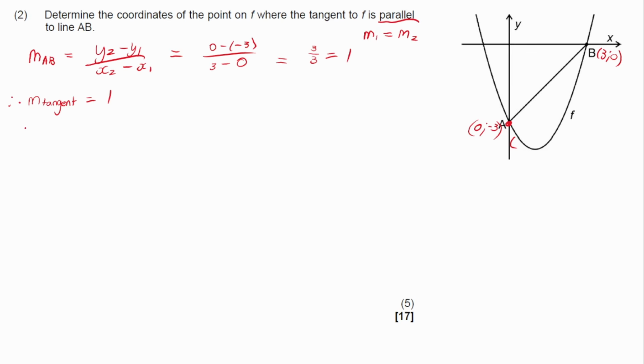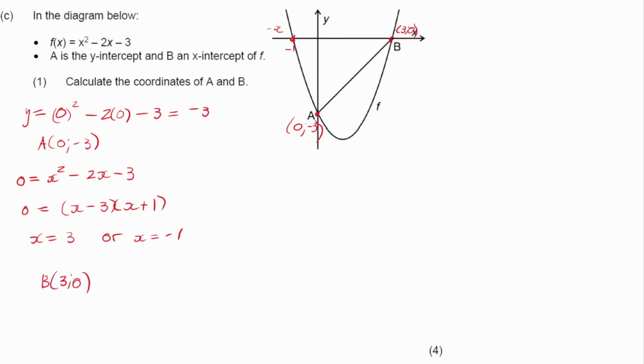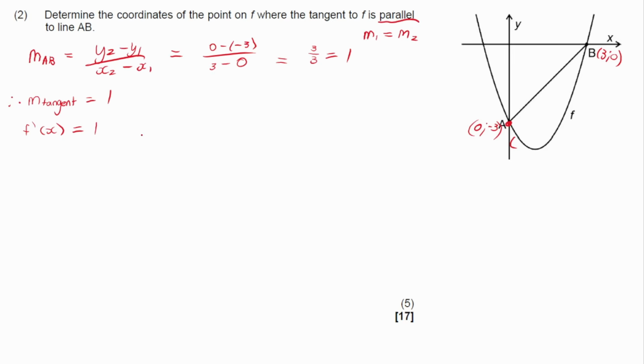But how do I find the gradient of the tangent? I know that f prime of x will give me the gradient of the tangent at some unknown x. And I know that's equal to 1, again, at some known x. So I need to go back and find my f of x. So my f of x is given by this. I'm going to write it here for us. I know f of x is equal to, what was it? x squared minus 2x minus 3.